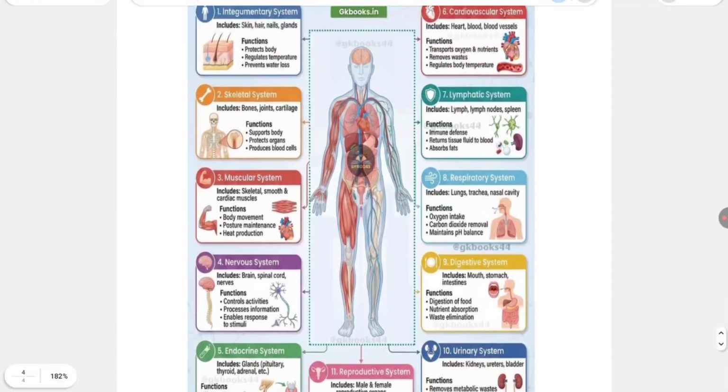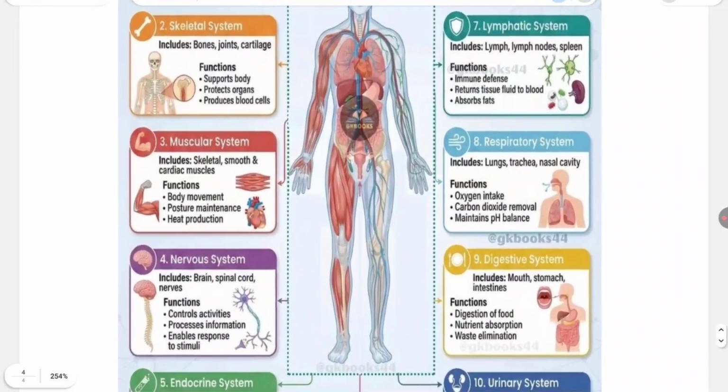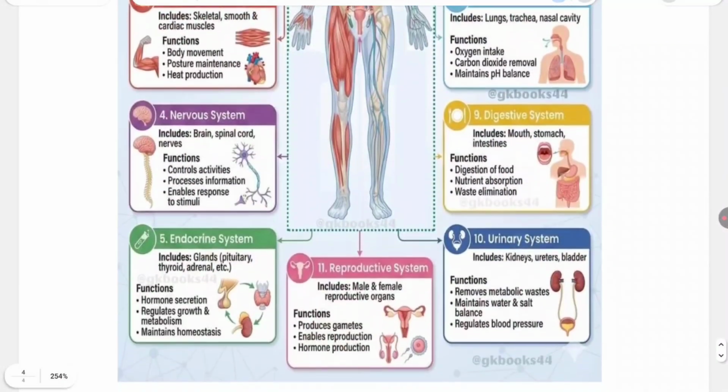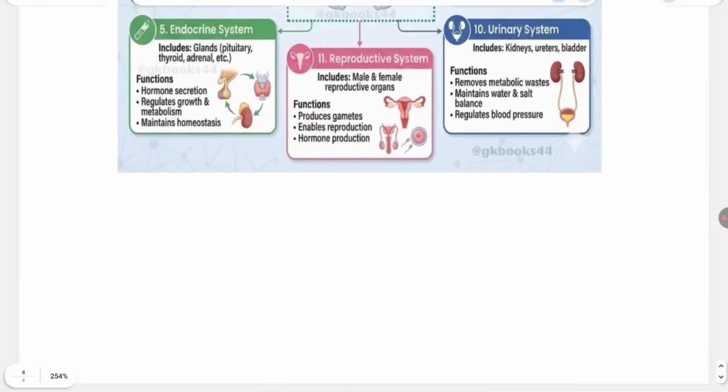Okay, so these are the 11 body systems we will discuss later one by one. So today just remember the names, what means what. Okay, next, nervous system we will discuss. Okay, now we are going to go for the body cavities. Next part is our body cavities.